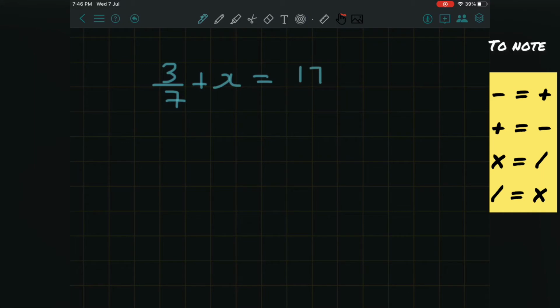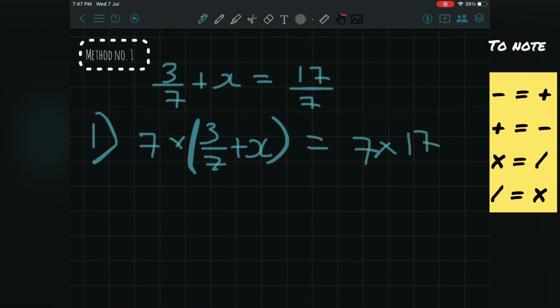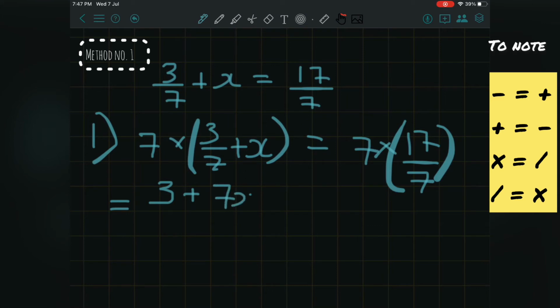So the question is 3/7 plus x equals 17/7. There are two simple ways to do this. The first way is to multiply both sides by 7. As you can see, the denominators of both fractions, 3/7 and 17/7, are 7 itself. So if we just multiply both sides by 7, we get to cancel off the denominator and it becomes much easier.